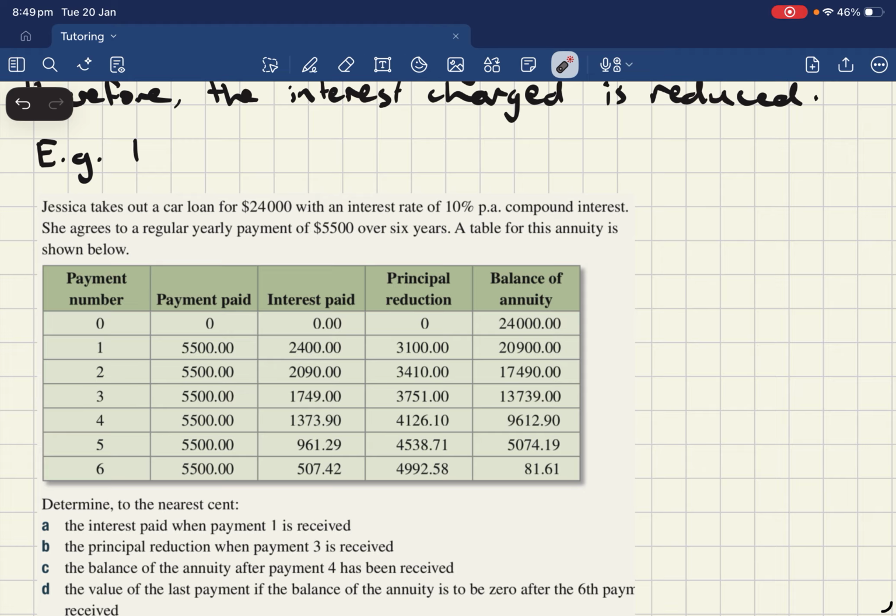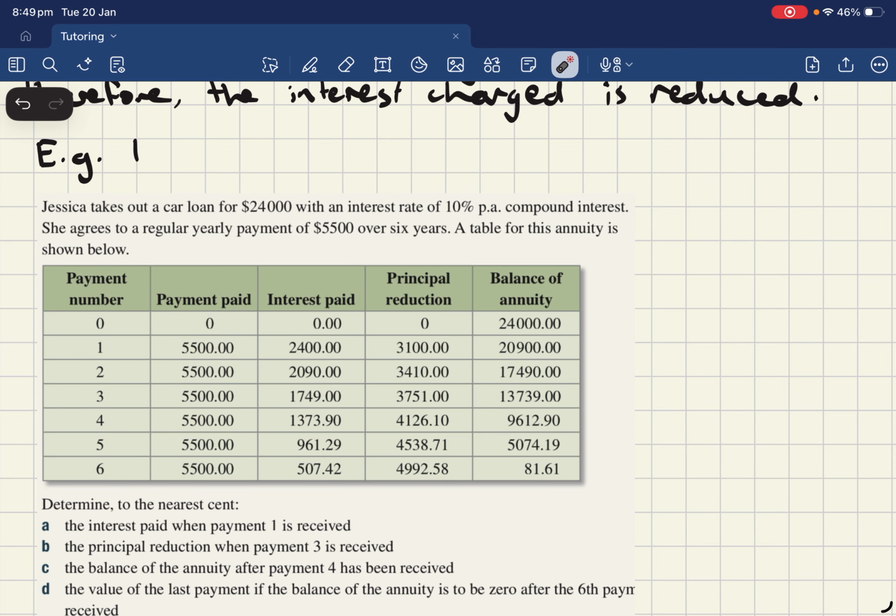So after the first payment gets made, we make our payment, our interest is charged, so 10% on 24,000, which is 2,400. Then what we have is what we call a principal reduction. Now, our principal reduction is the difference between our payment paid and our interest paid. That is basically what we're taking off the amount owing, okay? Because remember, I said that we're making payments, that's taking money off the balance, but interest is getting paid, which is adding back onto the balance. So what we're actually taking off from the loan is the difference between these two. And it makes sense then that our balance is going down because we're paying more than we're getting charged interest. So that is what we mean by principal reduction.